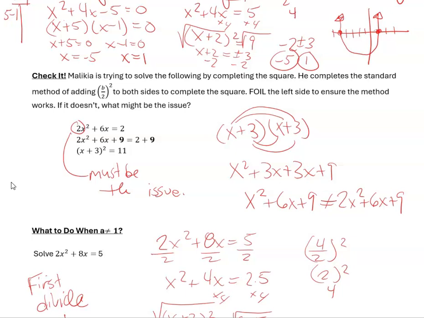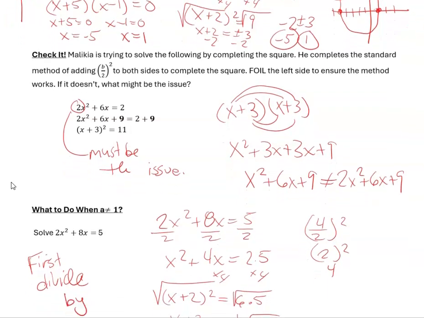So you can see they went over and did half of b, they squared it, that's 9. You put 9 on both sides, and then they said that it factored to be x plus 3 squared. But if you FOIL x plus 3 and x plus 3, you get x squared plus 6x plus 9. And that does not equal 2x squared plus 6x plus 9. So what is the issue? The issue is that you have an a value that is not 1. Your a value now is 2. And that is what we're working on today. It's basically, what do you do when you have an a value that is not 1?